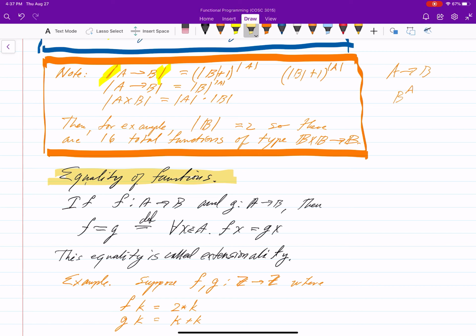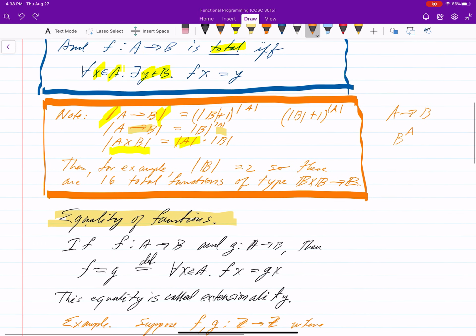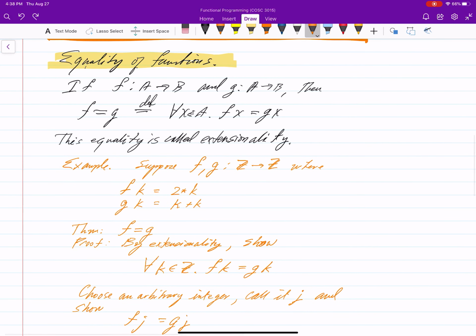So how many total functions are there? Well, there are B to the A total functions. And remember, for the Cartesian product, the size of A cross B is the size of A times the size of B. So, for example, you can think about the size of the Booleans. There are two Booleans. So that means there are 16 total functions of type B cross B arrow B. And you might try to work that out using these three equations up above.